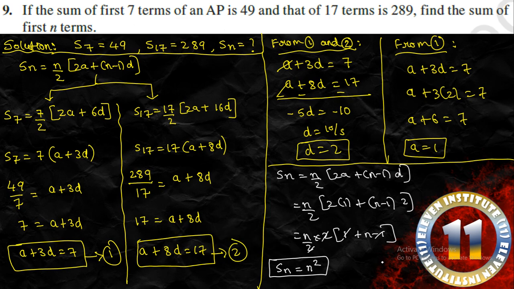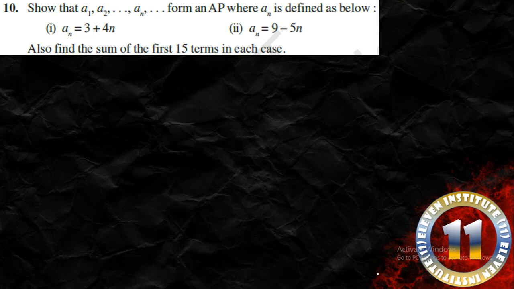I hope you have written this. Let us now move to the 10th sum. Yes, so there are two sub questions in this, and this is a very easy and good question. Show that A1, A2, An form an AP where An is defined as below.